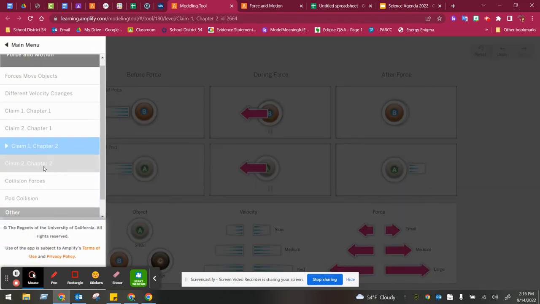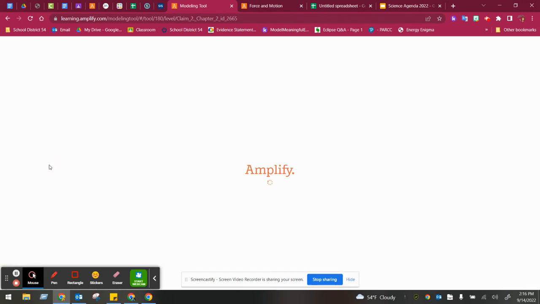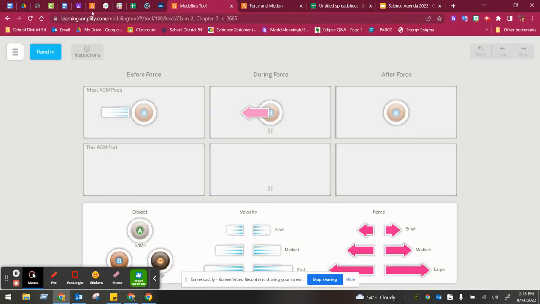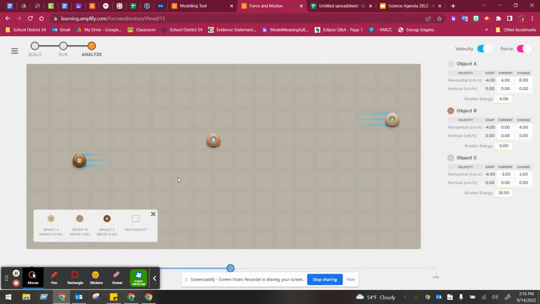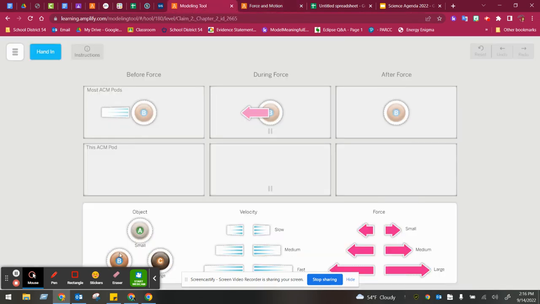Now, model number 2, claim number 2, over here on the left. Now we're looking at a model that's representing our space pod that only slowed down. It did not stop. So let's go back and watch this video again. When we click play on this model, we notice that C is still going in the same direction as normal. However, it just slowed down. We know that object C has a greater mass than normal. That's what our model needs to represent.